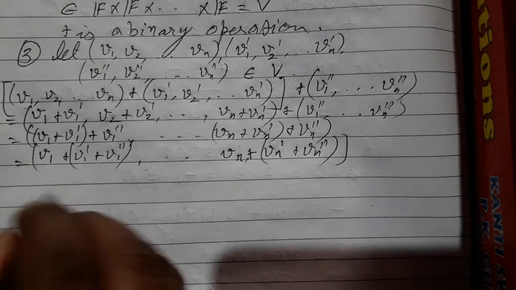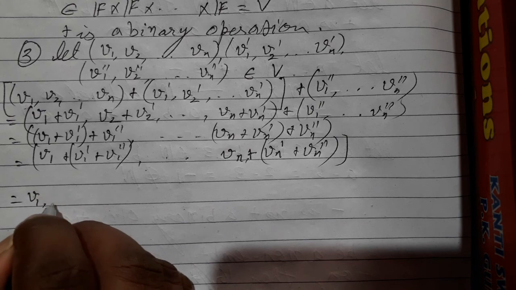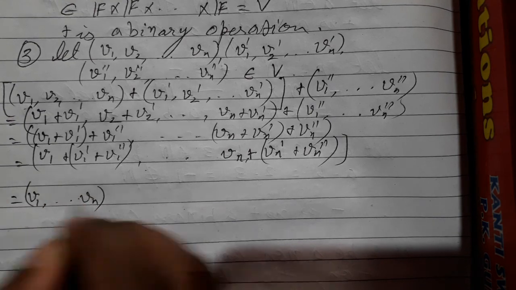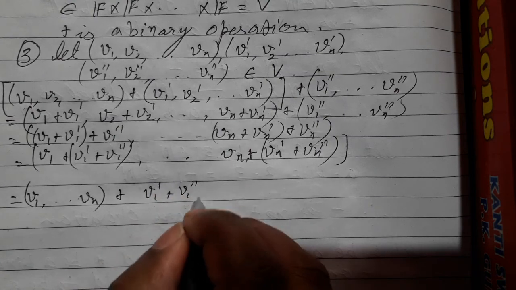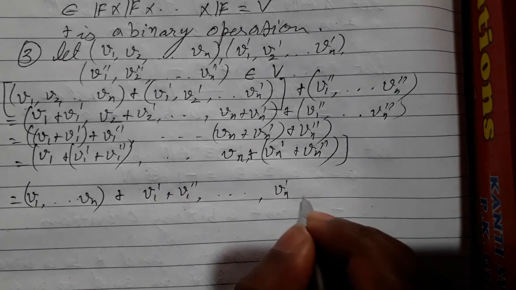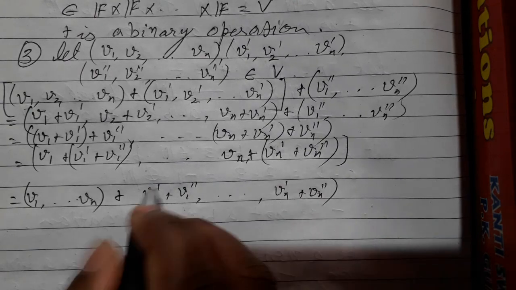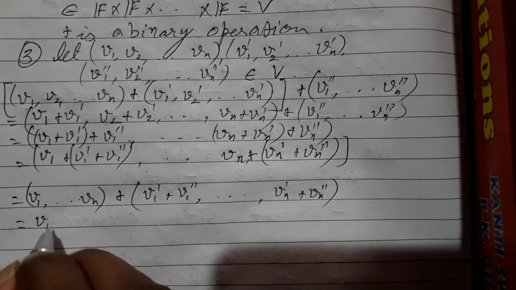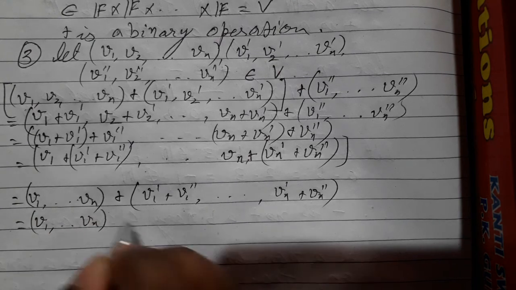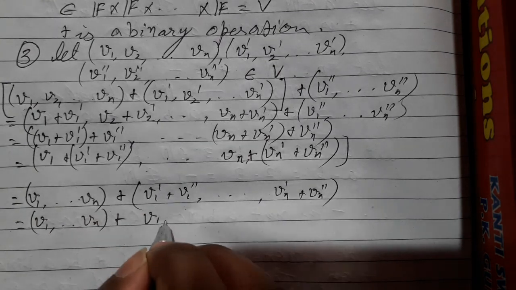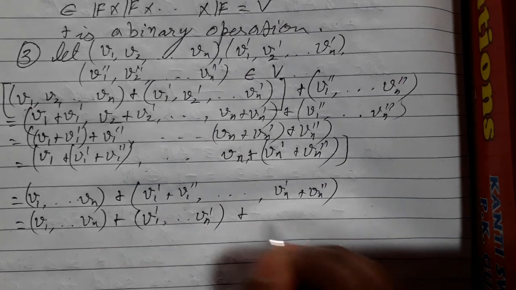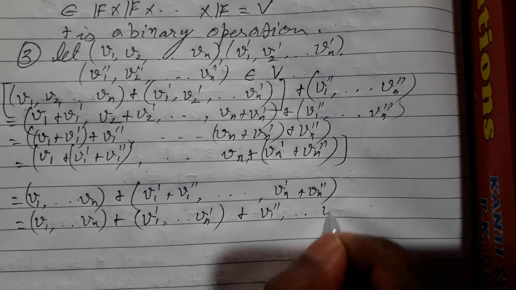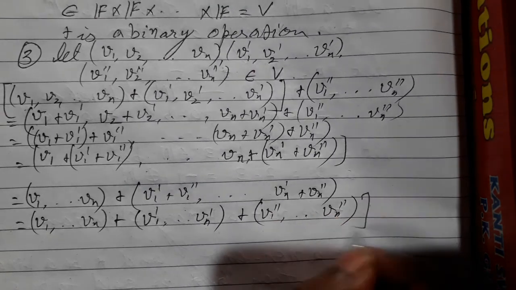So this can be written as (v1, so on till vn) plus (v1 dash plus v1 double dash, so on till vn dash plus vn double dash). This is (v1, ..., vn) plus, and this can be separated as (v1 dash, so on till vn dash) plus (v1 double dash, so on till vn double dash). We can separate like this.